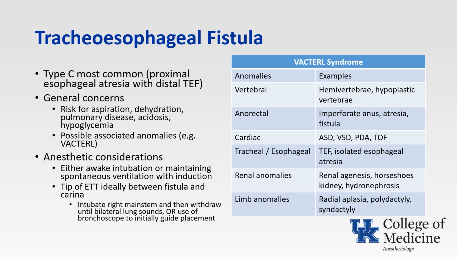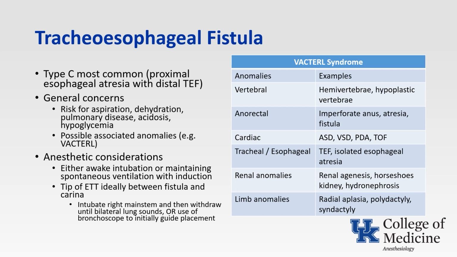General concerns for these patients: they're at increased risk for aspiration, dehydration, pulmonary disease, acidosis, and hypoglycemia. They are also prone to having additional associated anomalies. For example, you have the VACTERL syndrome, which stands for vertebral, anorectal, cardiac, tracheoesophageal, renal, and limb anomalies.